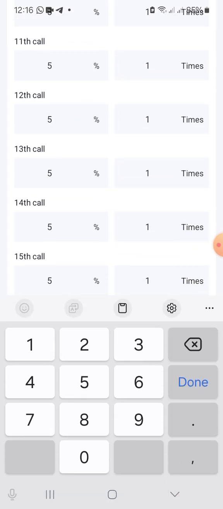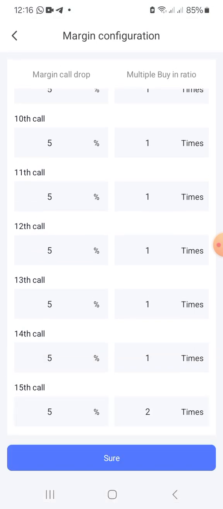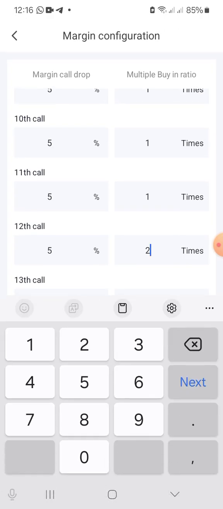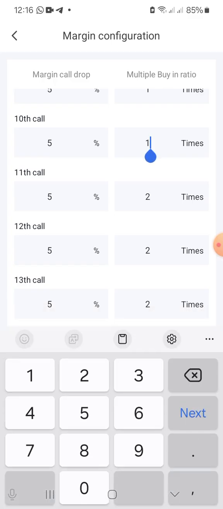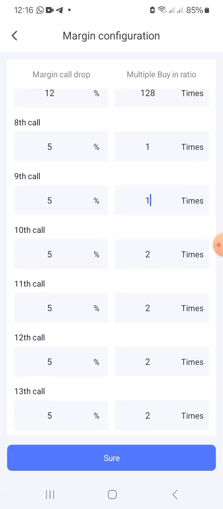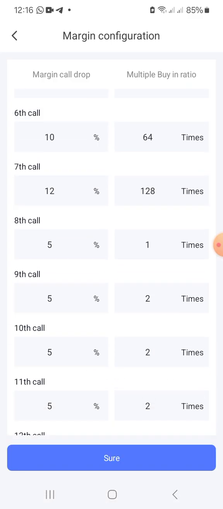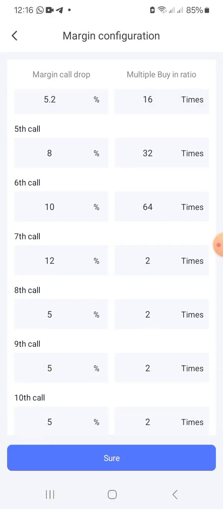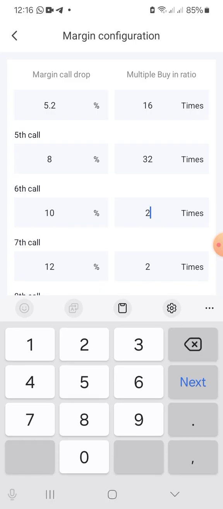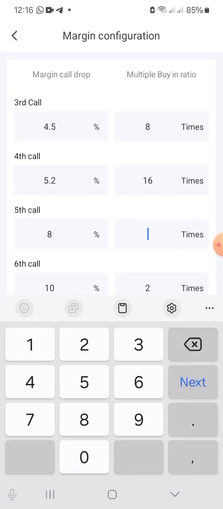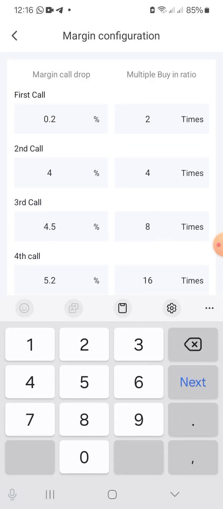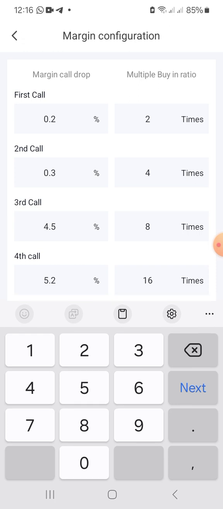Since I've reduced, it has changed. Let me set it again. This is 2, this is 2, this is 2, this is 2, even here 2, even here 2. So we are setting the drop again because it has changed.